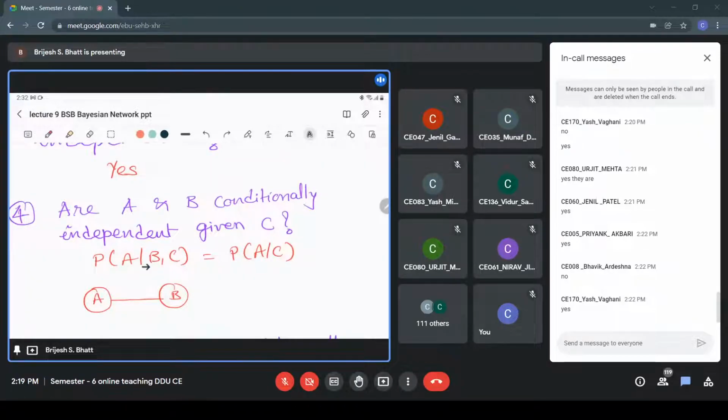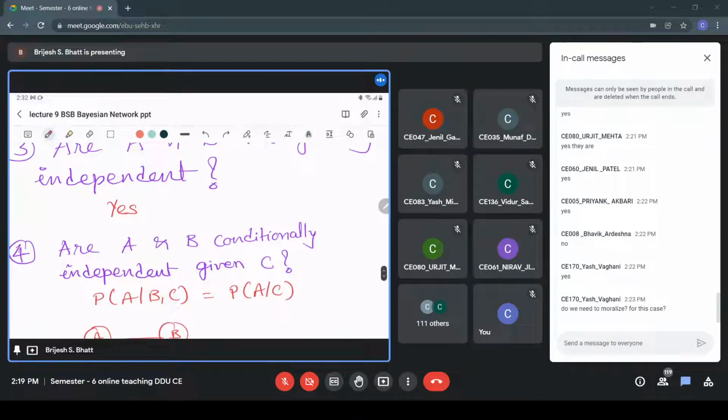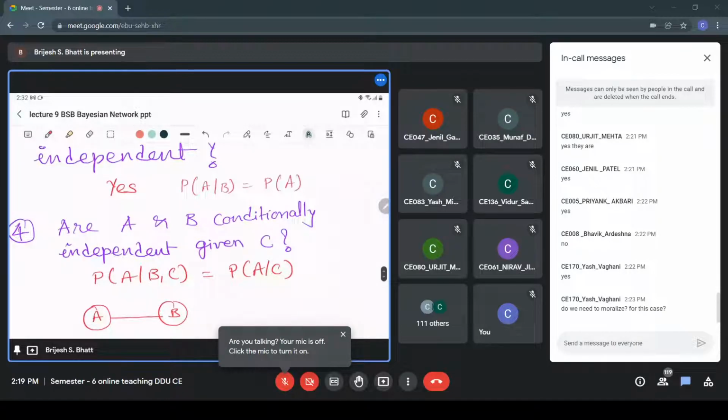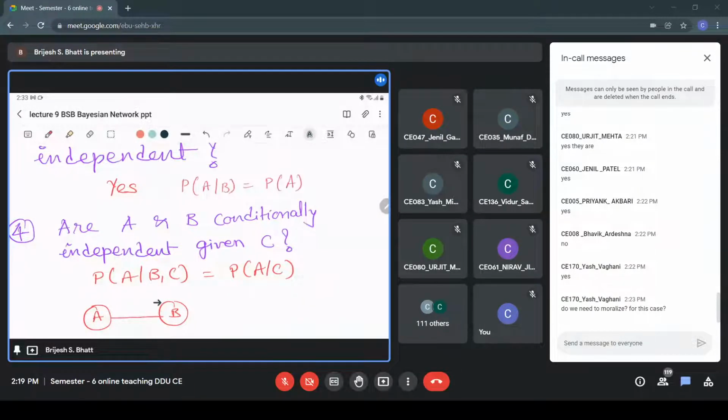And the question is something like this. If you want to calculate A given B comma C, then you have to calculate A given C. Whereas if you want to calculate probability of A given B, it is equal to probability of A. But this becomes probability of A given C. So this is where things become a bit tricky, right? There is a slight difference. So it is possible that A and B are marginally independent, but conditionally not independent. They are conditionally dependent. Given that you have observed C, they become dependent.